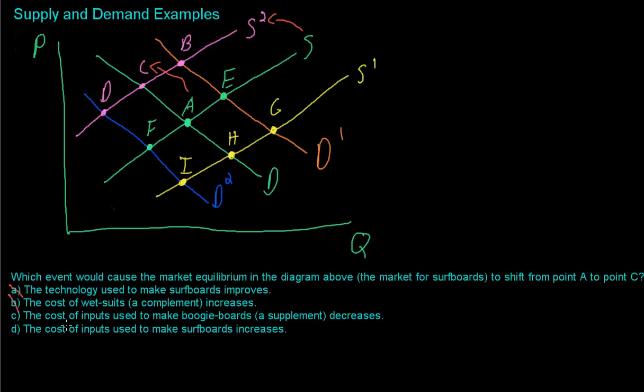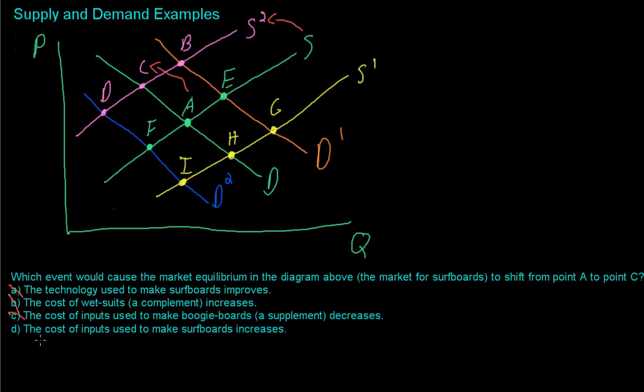Next thing, the cost of inputs used to make boogie boards, a supplement, decreases. Well, I could go through the entire example of what's going to happen in this market, but we automatically know that that's only going to affect demand, and we're talking about a change in supply here. So we know that it's not C.